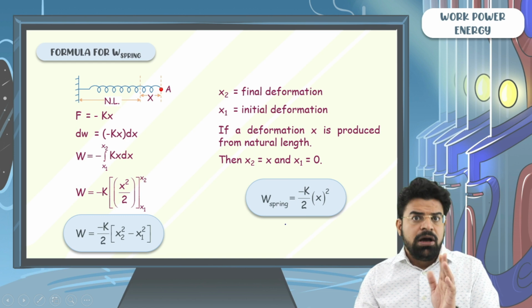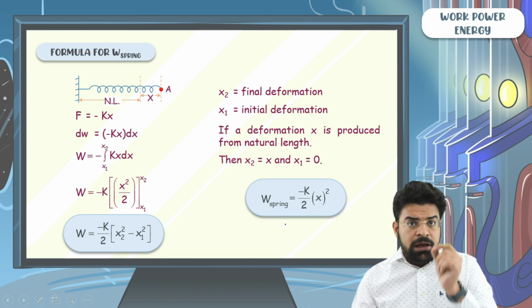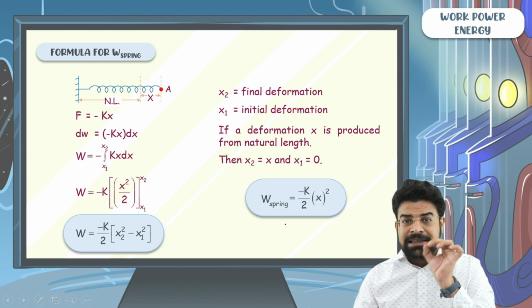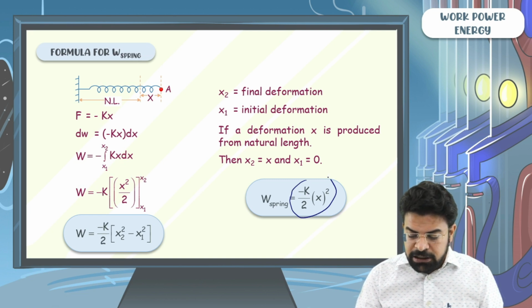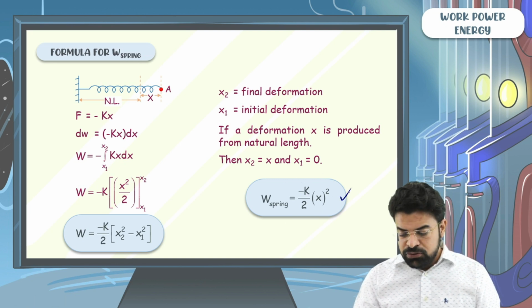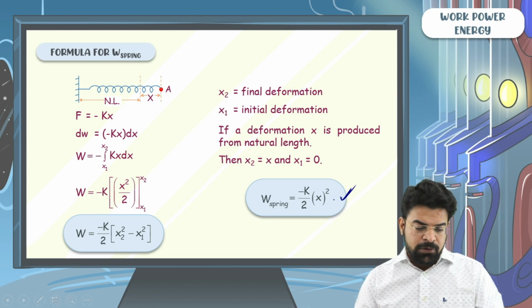So if a spring is deformed from natural length by a distance x, then the work done by spring is minus k by 2 x square, and this is used very commonly many a times. So let's move on.